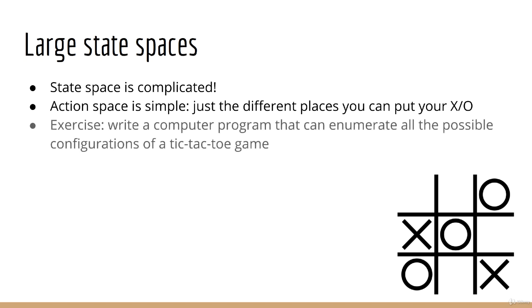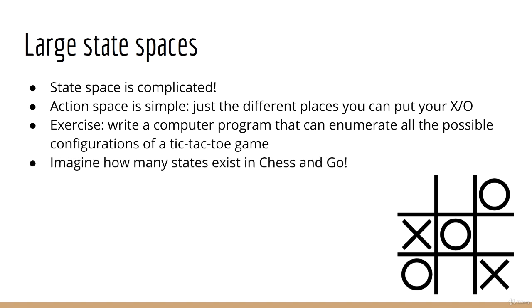As an exercise, I would strongly recommend trying to write a computer program that can enumerate all the possible configurations of a tic-tac-toe board. This should give you some intuition about why games like chess and Go are very difficult. You can imagine that if a 3x3 board with only 2 possible characters can have thousands of states, imagine how many states are involved in chess and Go.